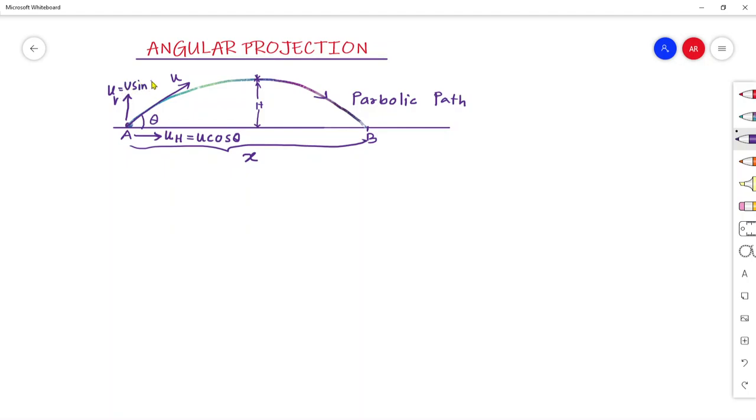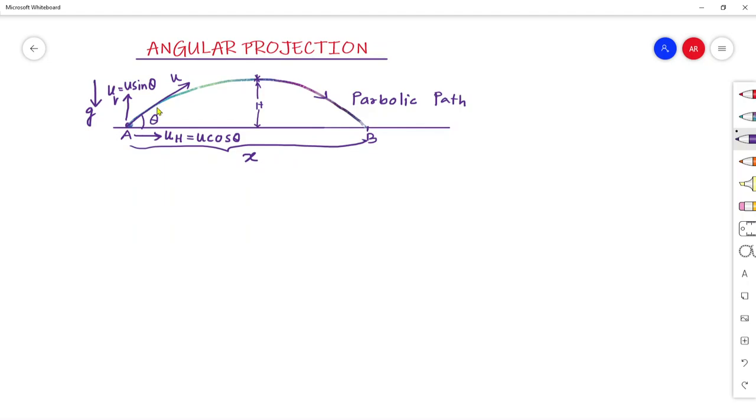So we must know how to resolve the vectors. If we can understand the component of u acting along the horizontal and vertical direction, then this is u cos theta, u sine theta, very clearly understood. Otherwise, for the vector resolution, I will have another video on how to resolve a vector into components. So UH is acting along the horizontal direction, UV is acting along the vertical direction, and you know that gravitational acceleration always acts vertically downward.